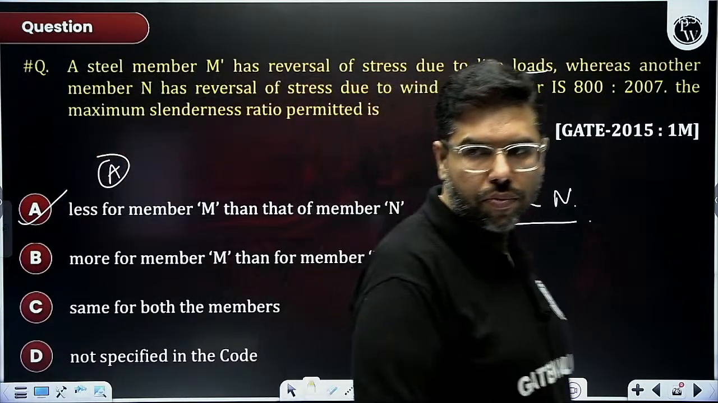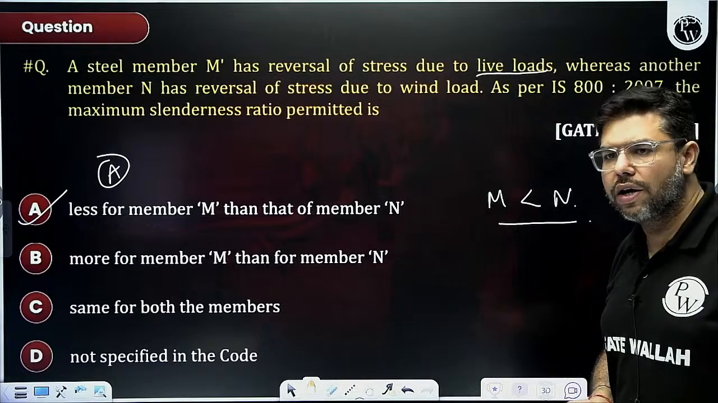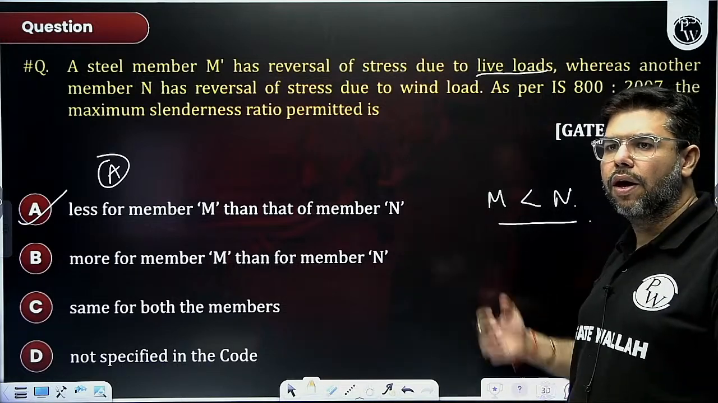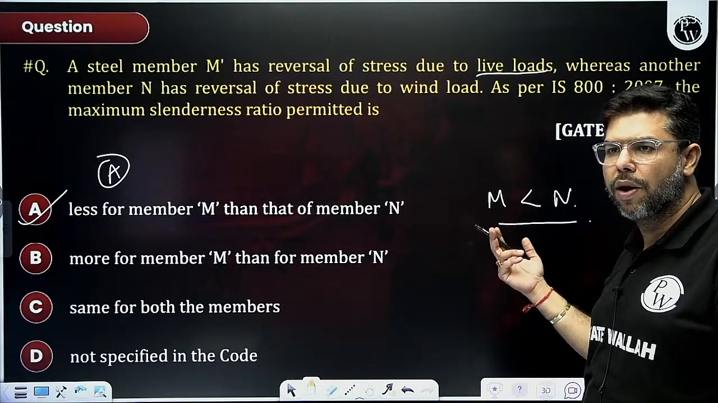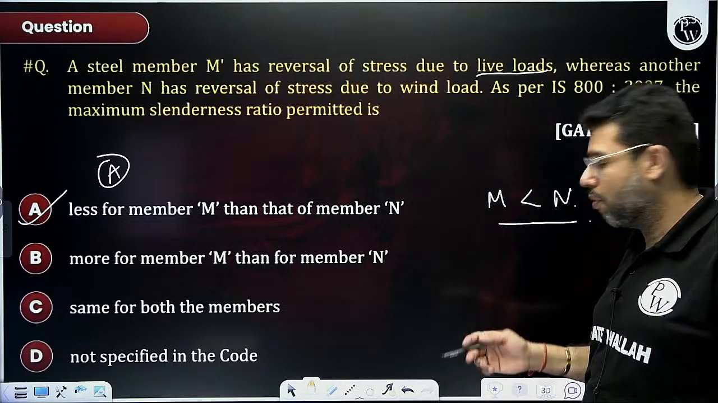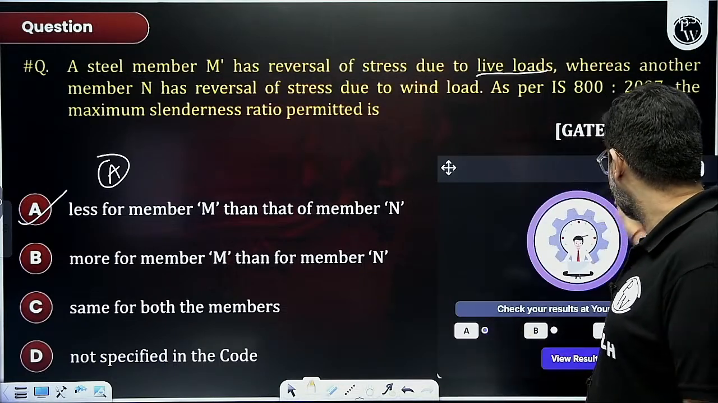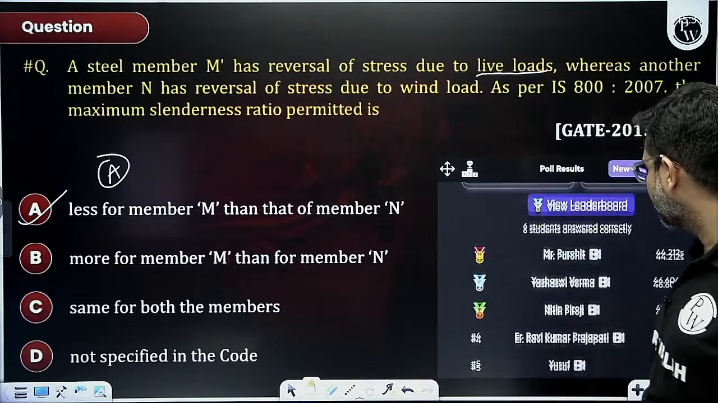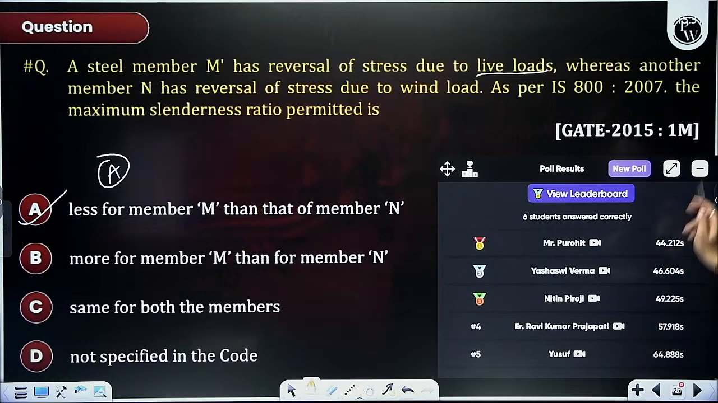Okay. So the correct answer would be A. The maximum strength ratio for member M would be less and the maximum strength ratio for member N will be more. A is the correct answer. Whoever has given me A as the answer is correct. Mr. Purohit, Yashashvi, Nitin and so on.